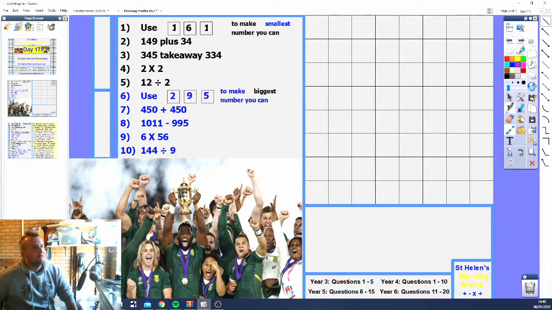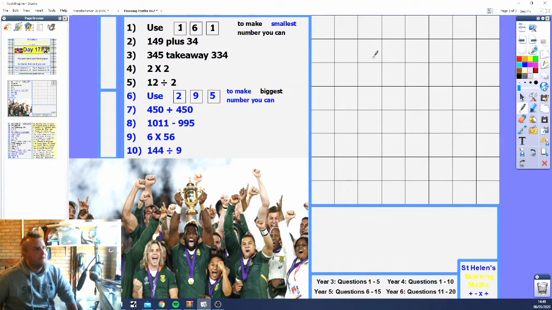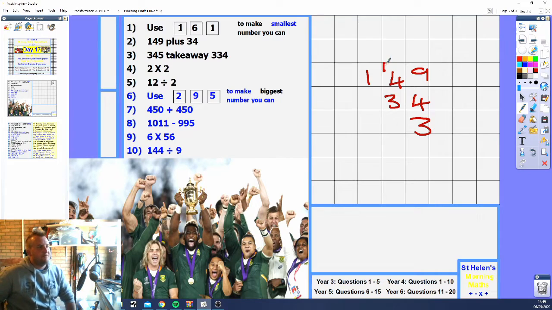Question number 2. We've got 149 plus 34. There are two ways you can do this. You can use a number line, or you can use the column method. You could do it in your head, but I think not for year 3. So let's use the column method. We add the 9 and the 4 together: 9, 10, 11, 12, 13. We put the 3 in the units and the 1 over here, because the ten goes in the next place value. Then 4 plus 3 is 7, plus this one makes 8. And then we've got the 1 over here, which makes 183.